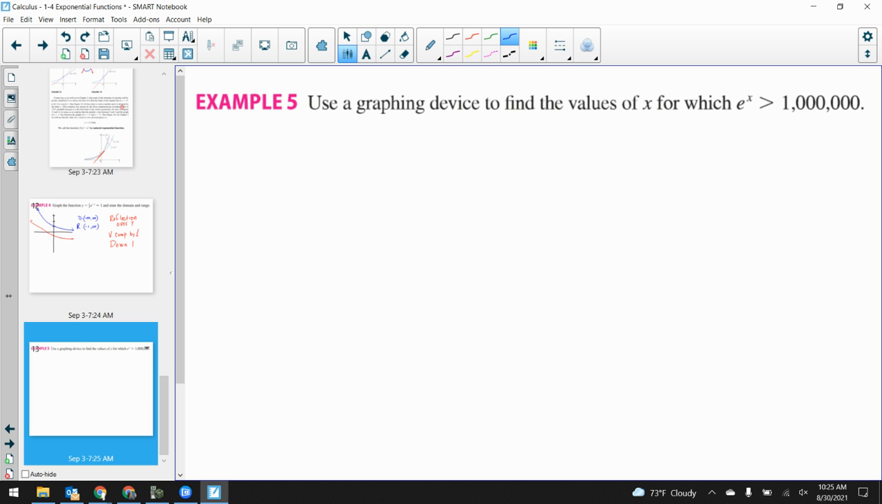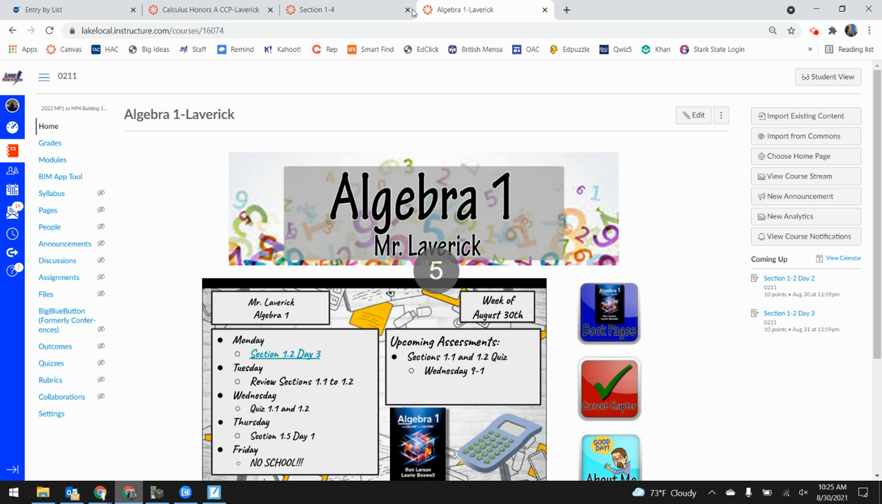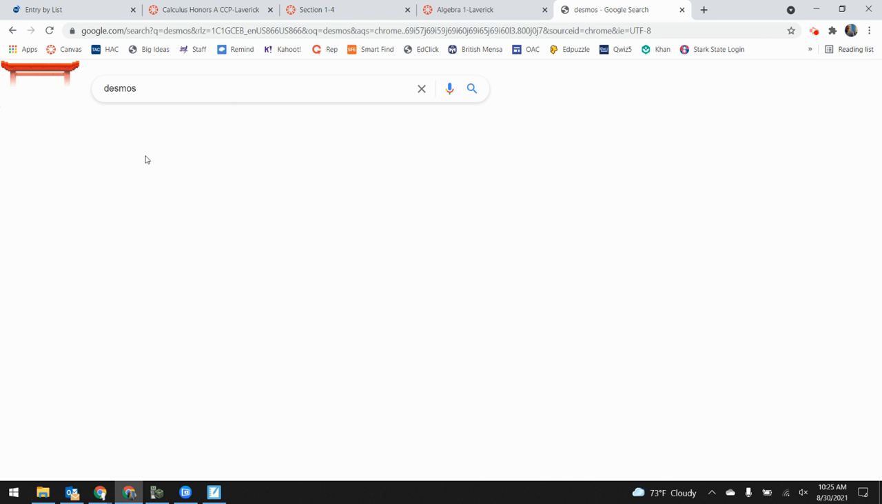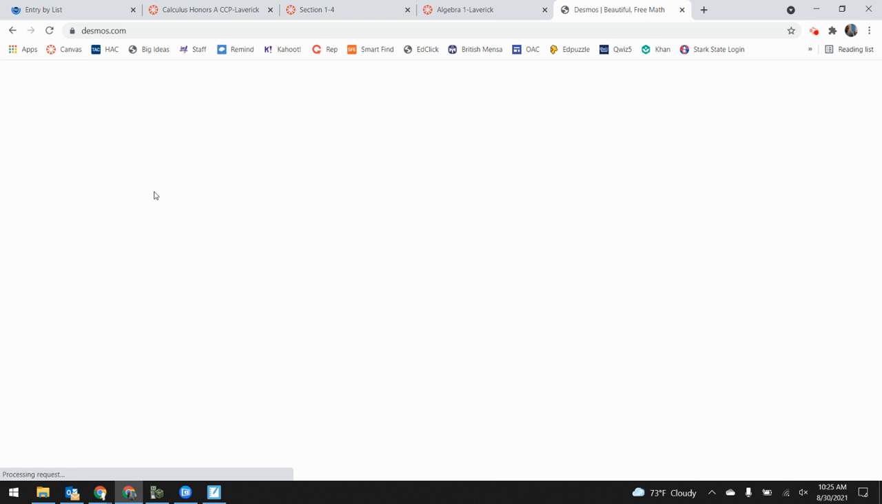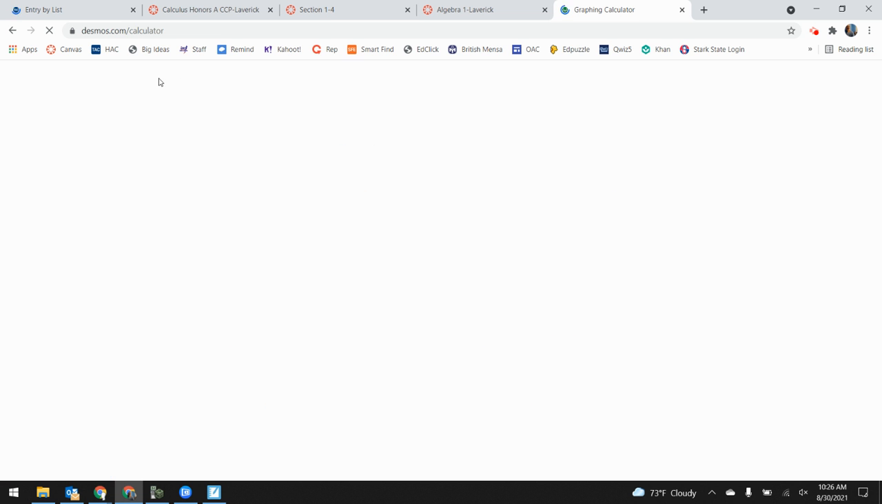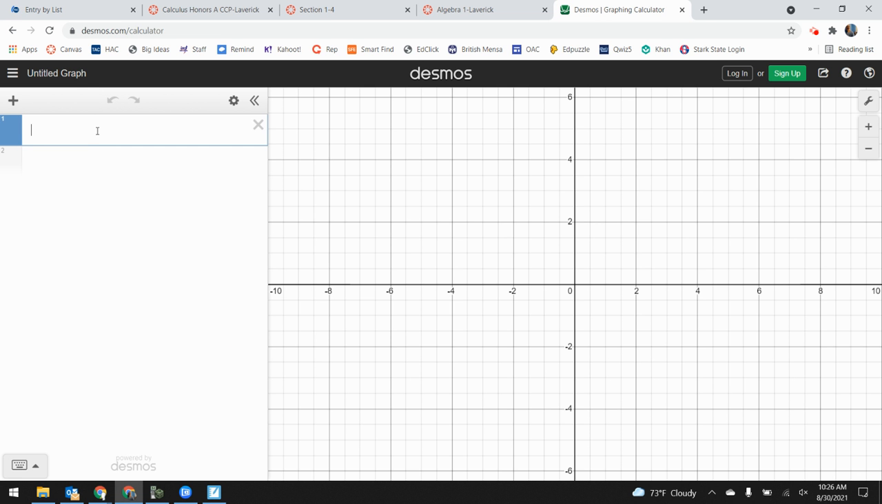See, I know better because I've done this example already. So let's go to our calculators here. Let's go to Desmos. Yes, graphing calculator, thank you. On one side, I'm going to do e to the x. And on the other one, I'm going to do y equals 1,000,000.